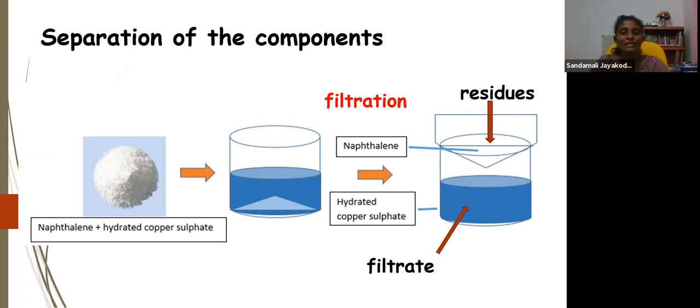ඕනම වෙලාවක if we are filtering a solution, what we collect on the top of a filter paper, on the top of the funnel, is named as the residue. There are many residues. We don't know what it is actually. So we call it a residue or residues. And then what we collect in the beaker is the filtrate. That is the liquid part of the solution. We call this process filtration.